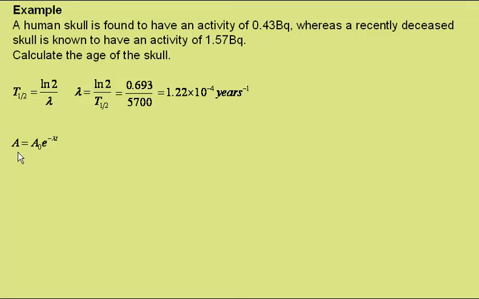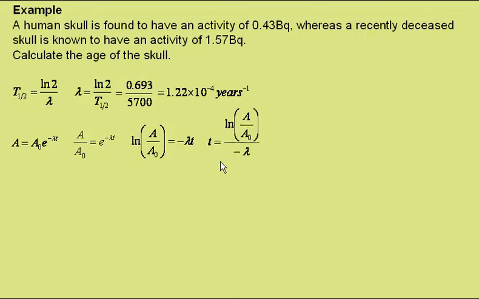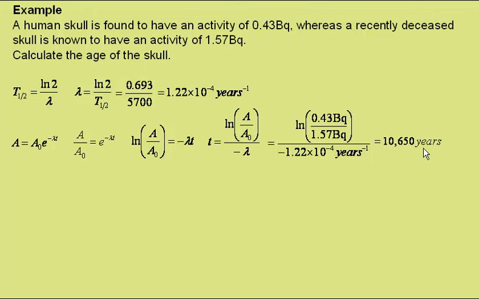Now I can use the activity is equal to the activity at t equals 0 at the start times e to the minus lambda t. Rearranging, I get this, then taking natural logs of both sides removes the exponential term. Rearranging for t, and then putting in the values given. The activity now is 0.43 becquerels, the activity at the start 1.57 becquerels, and this is my decay constant. This gives a time of 10,650 years.